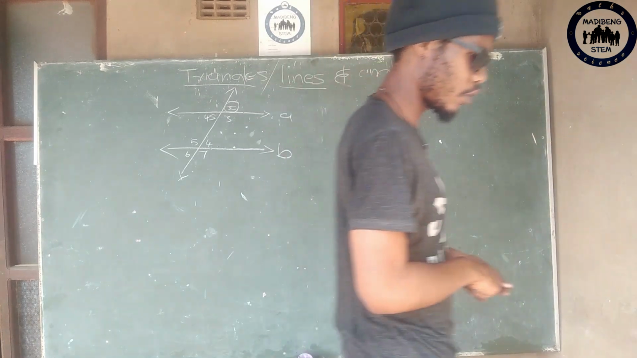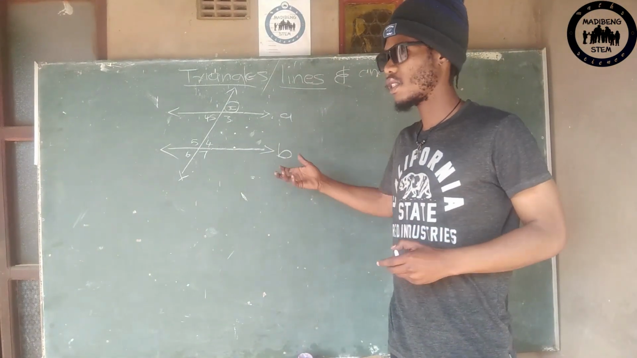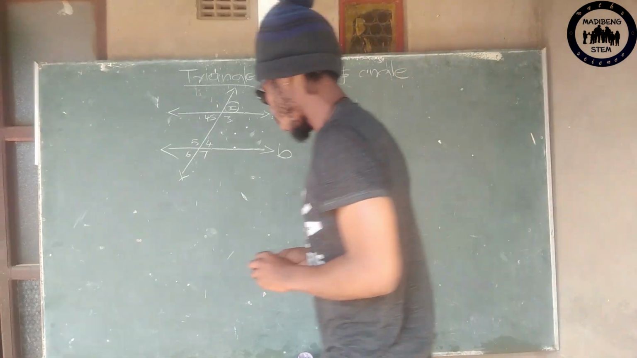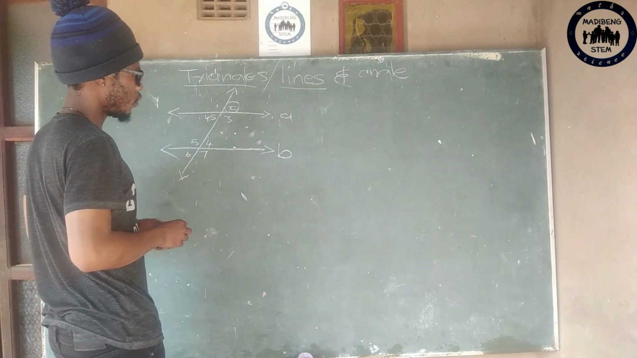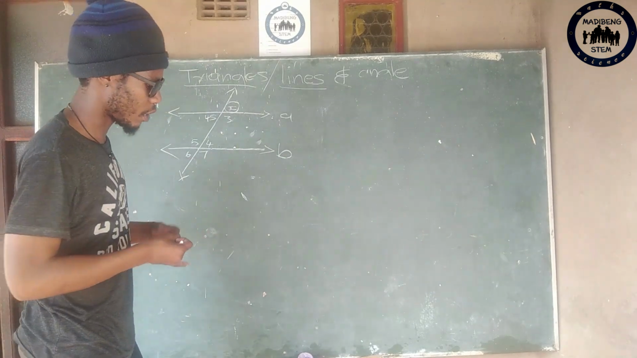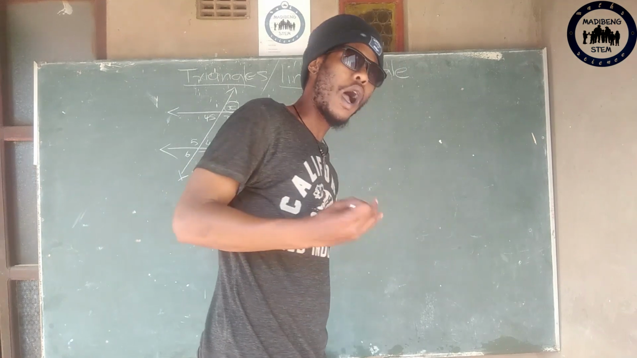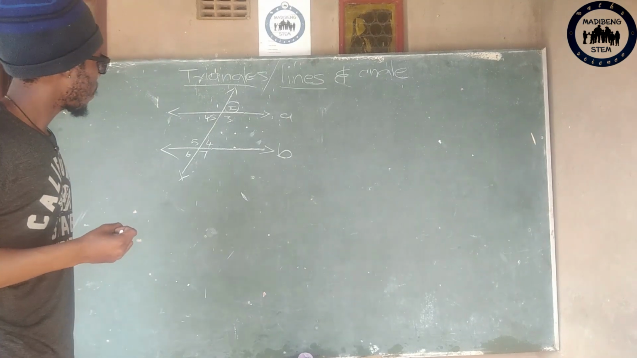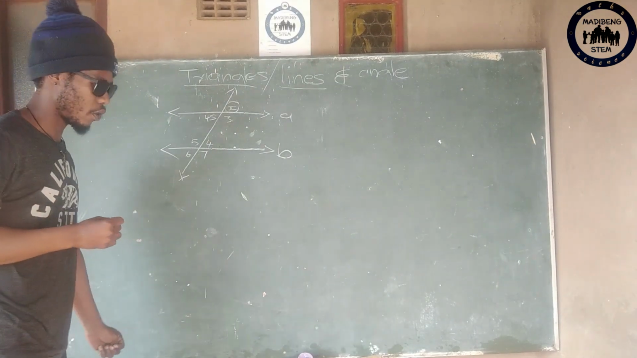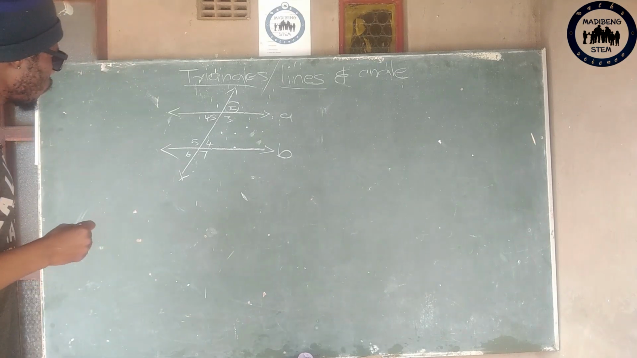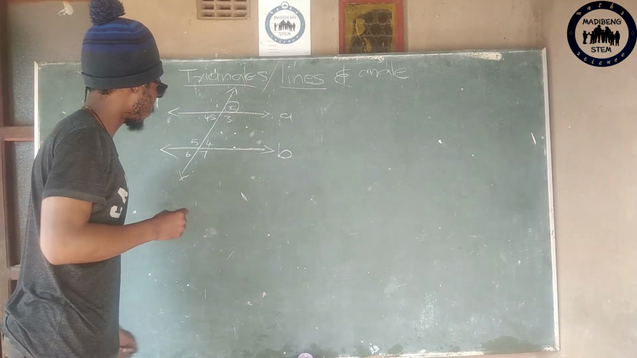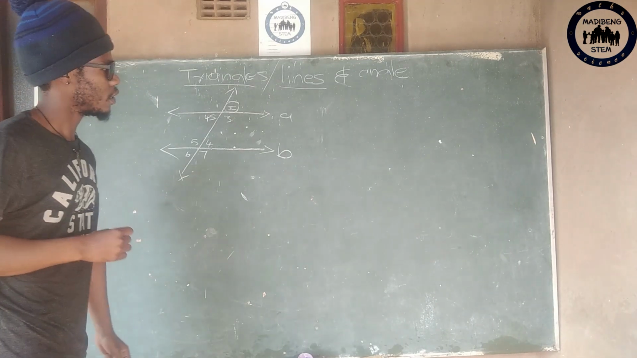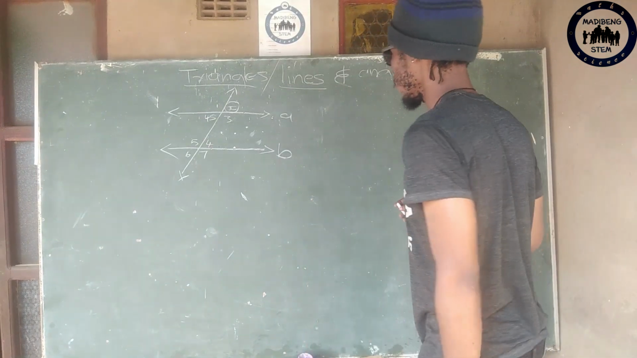First thing, if you want to answer this kind of problems, you need to study your textbook. There are laws and rules before you answer these things. You must know about corresponding angles, alternating interior angles, exterior angles, consecutive interior angles, and the sum of the consecutive angles, and also vertical opposite angles. So I will start with vertical opposite angles.